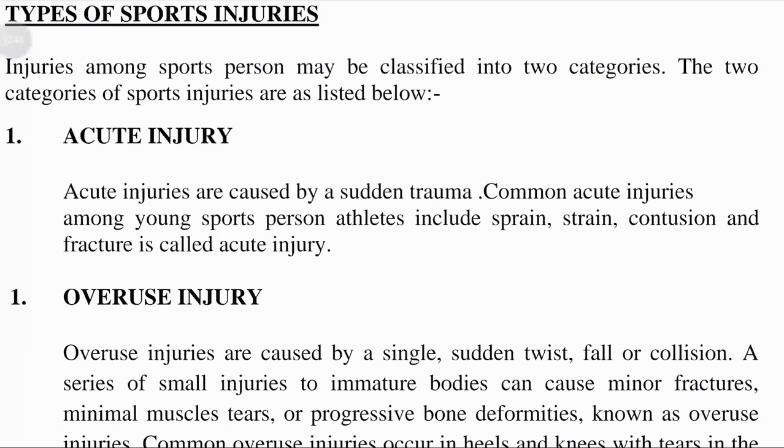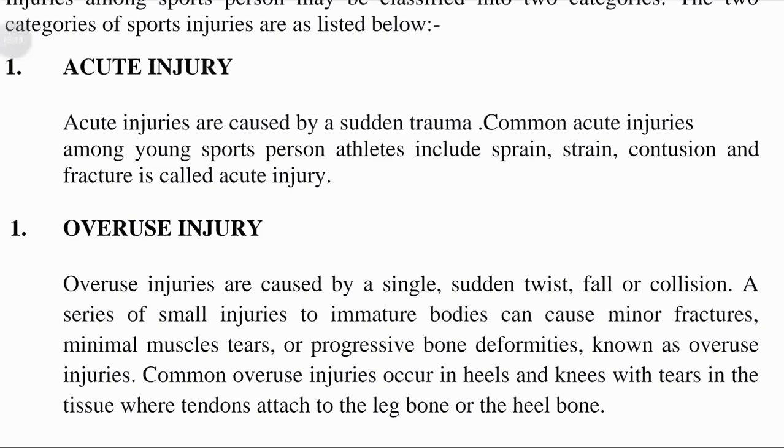A sprain is a stretching or tearing of ligaments, the tough bands of fibrous tissue. A strain is an injury to a tendon or muscle resulting from overuse. Contusions are regions of injured tissue or skin in which blood capillaries have ruptured. A fracture is a break in a bone. All these are called acute injuries.